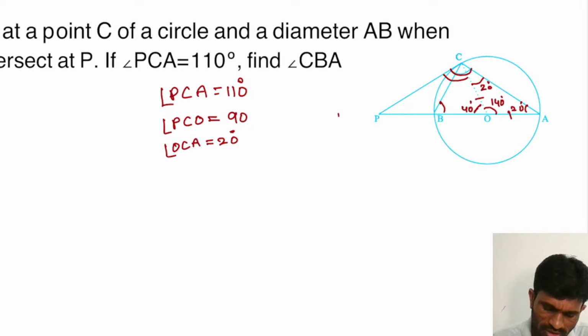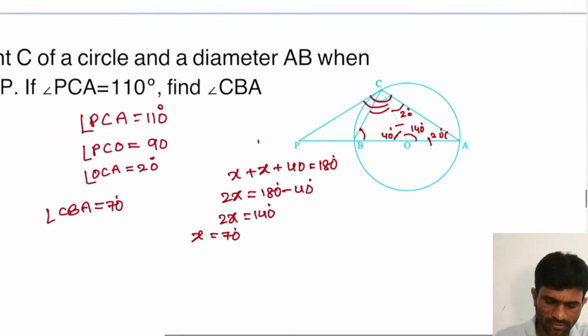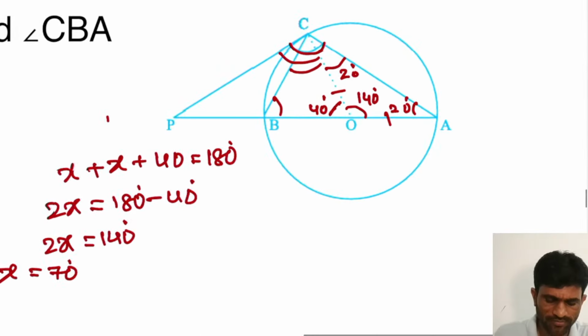These two are equal here, this one and this one, because these two angles are equal. So x plus x plus 40 is equal to 180 degrees. So 2x is equal to 180 degrees minus 40 degrees. 2x is equal to 140 degrees. So x is equal to 70 degrees. So angle CBA is equal to 70 degrees. Did you understand this?